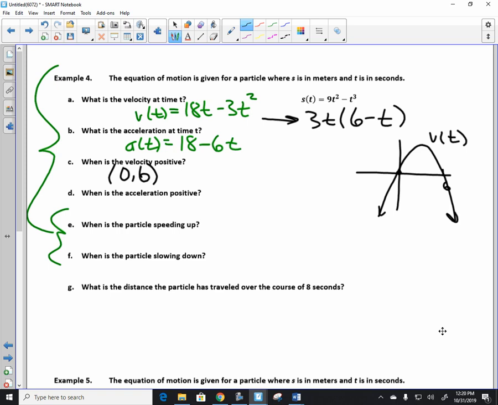Now I'm going to determine when the acceleration is positive. If this is the velocity function and it's quadratic, the acceleration function, or the derivative, will just be a line, correct? And the line is 18 minus 6t. If you find out where it crosses the x-axis, we have 6 times 3 minus t. You're good with that? So it's a line with a slope of -6. It looks like it passes through 3.